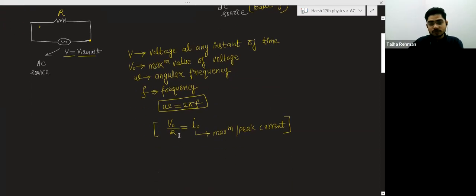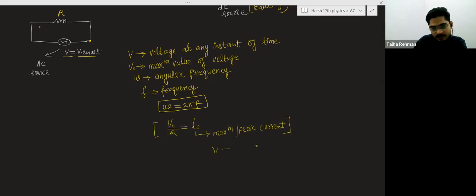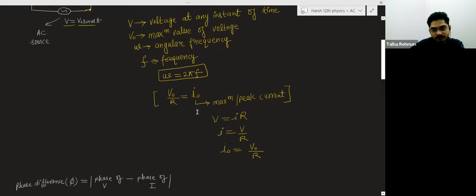So V naught by R, the maximum value of the voltage in this circuit divided by the resistance, is equal to the maximum value or the peak value of the current in this circuit. Basically we know V is equal to IR. If I want to find the current, I will write V divided by R. If I want to find the maximum current, it is the maximum voltage divided by R.